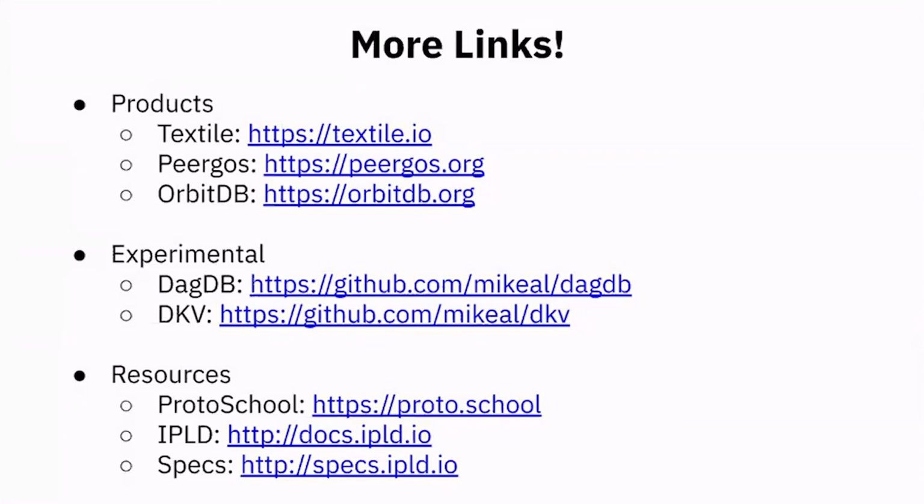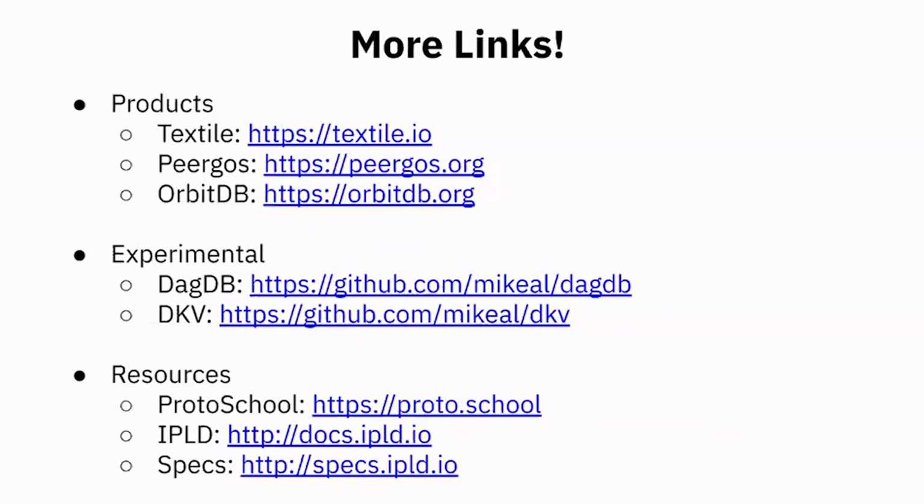DKV, I talked about it a little bit before. Definitely look at that before DAGDB because it's much smaller. It's a really, really small amount of code, and it really shows you what it's like to build a little database with IPLD on top of IPFS. And unlike DAGDB, which has its own storage abstraction layer, DKV is just on top of IPFS, so it's a lot simpler.